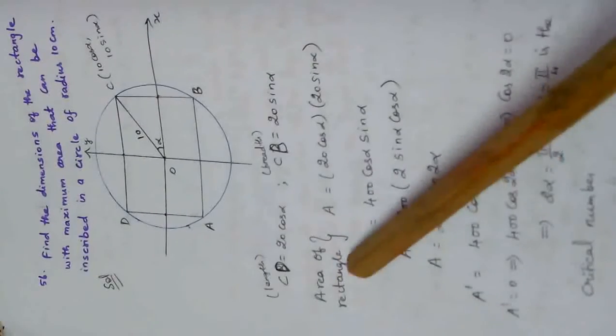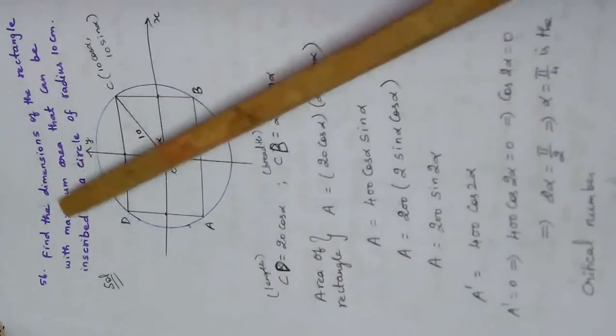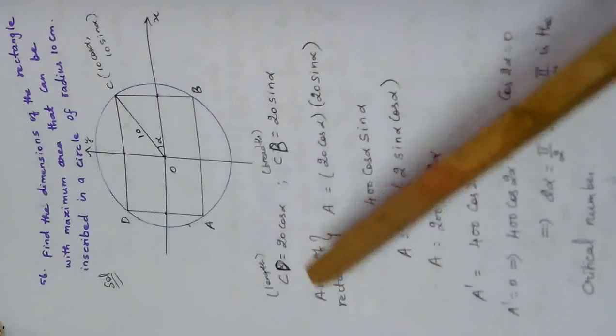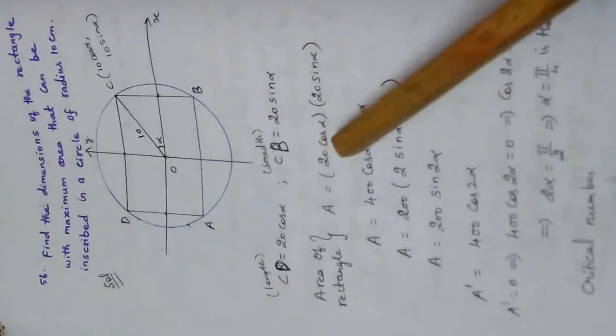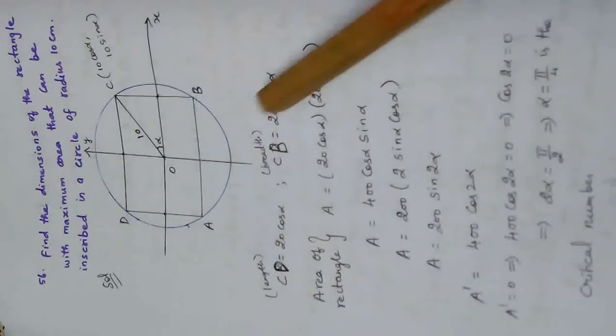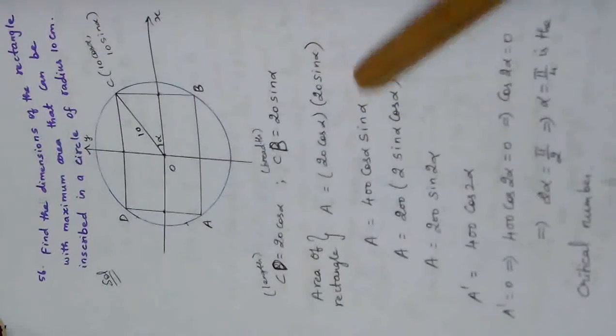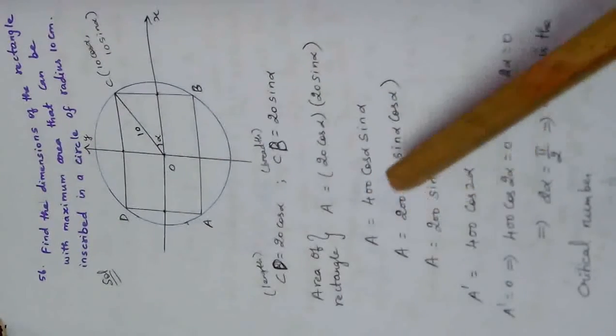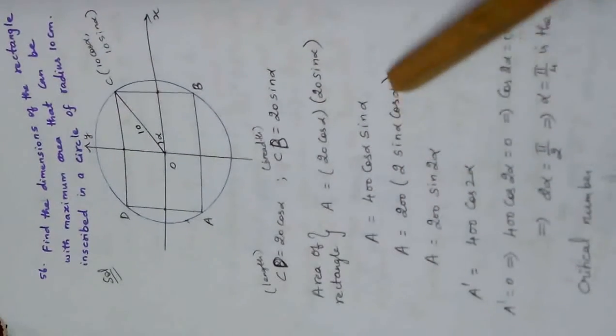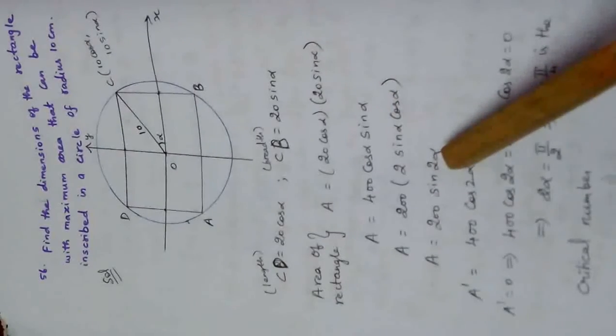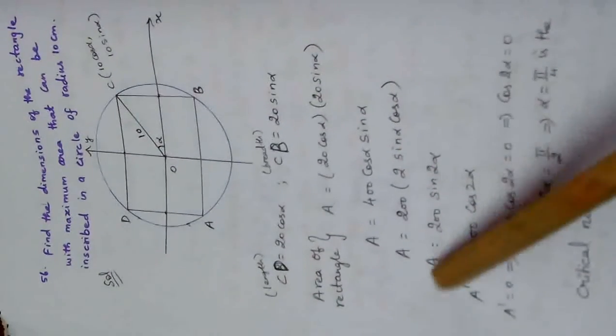Now what is the area of this rectangle? We want the area to be maximum, so we are finding the area of the rectangle. A is equal to length into breadth. Multiplying, 400 cos alpha sin alpha. 400 is split as 200 into 2, where 2 sin alpha cos alpha formula is sin 2 alpha. So this is called the area function.